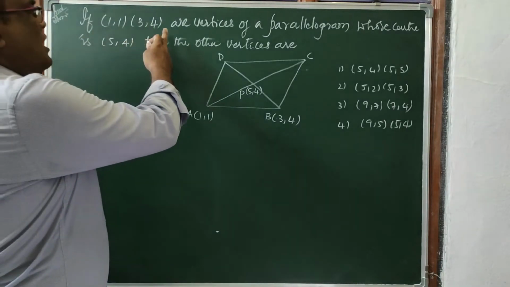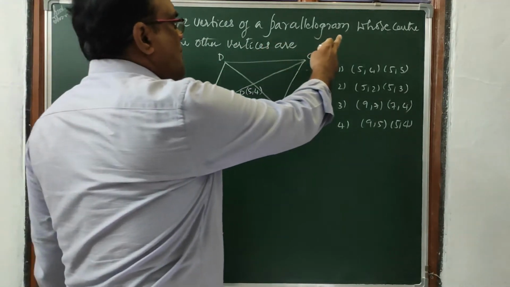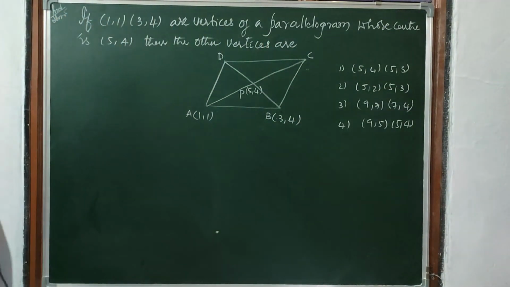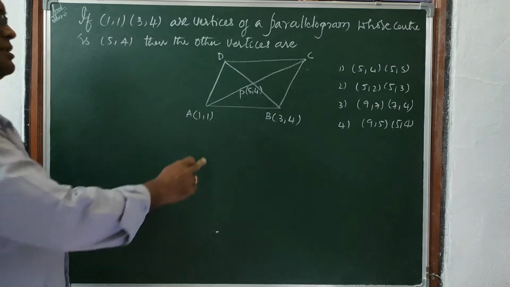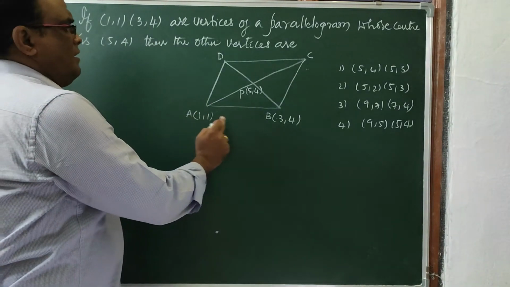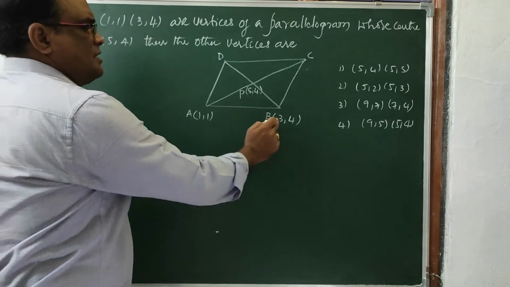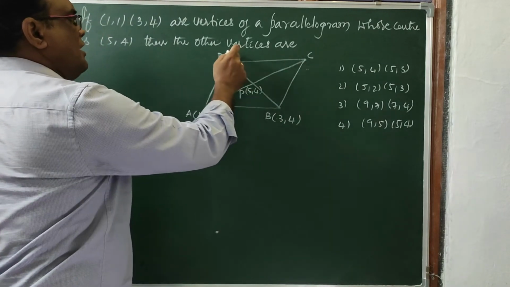If (1, 1) and (3, 4) are vertices of a parallelogram whose center is (5, 4), then the other vertices are... See the figure: A(1, 1) and B(3, 4) are two vertices and C and D are written here.